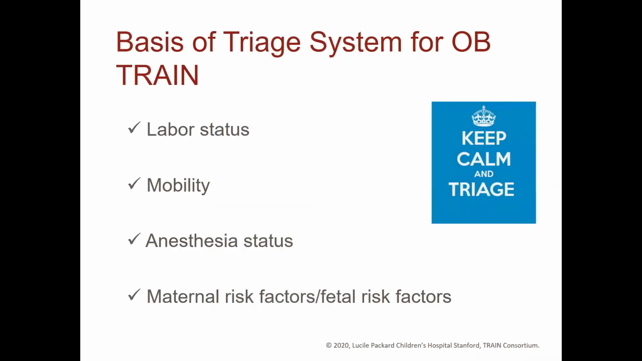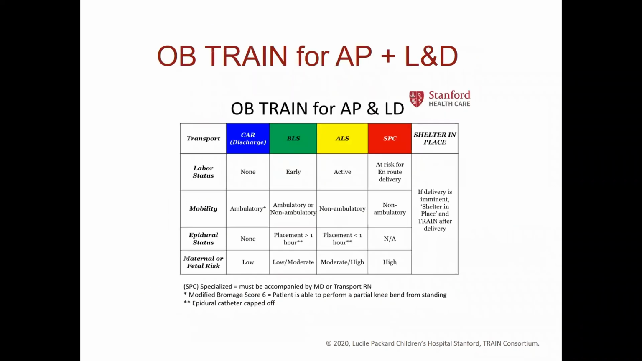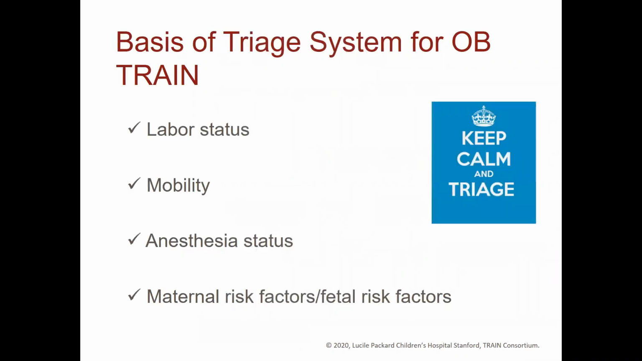For us, the parameters are these 4 parameters. And this is just for labor. We have a different train for postpartum. But is the woman in labor? Can she walk? Has she had an epidural? And are there any maternal or fetal risk factors we have to consider? Look at the simplicity of this.